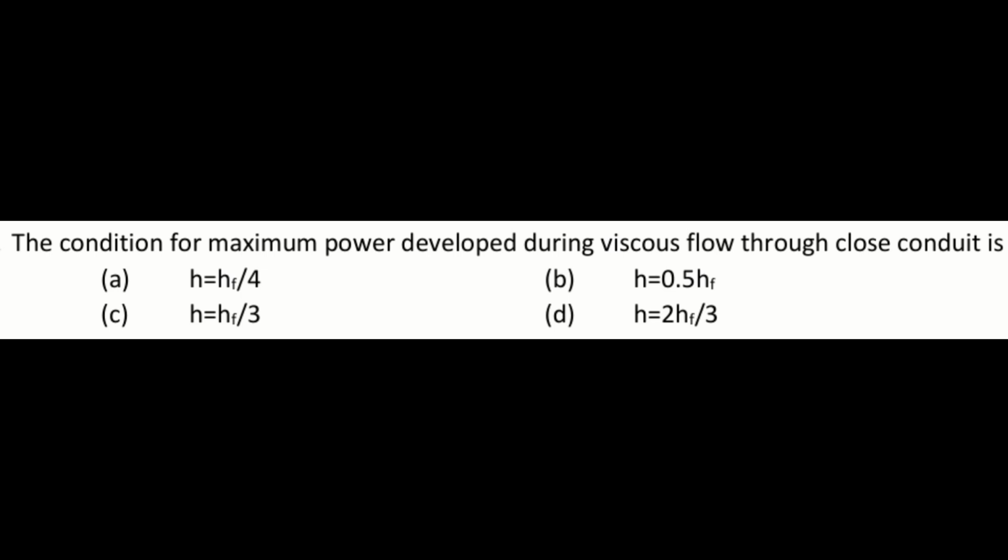Condition for maximum power developed during viscous flow through a closed conduit. This closed conduit can be anything; it could be a pipe or it could be a nozzle. Anyway, you have to find the maximum power condition considering the frictional factor. So how do you get the maximum power? Which relation satisfies this condition?